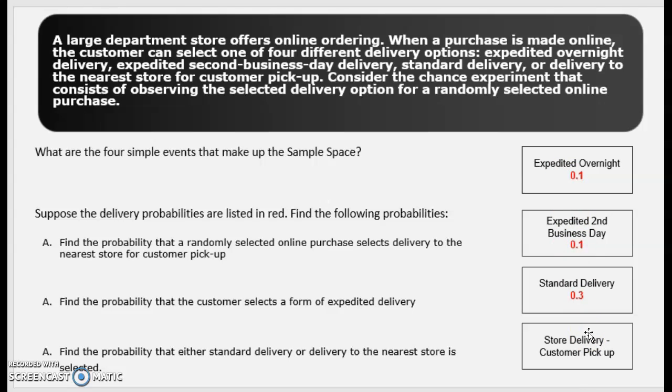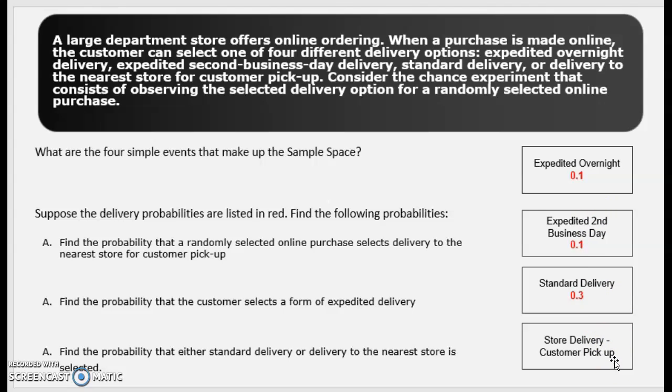So suppose the delivery probabilities are listed in red. A, find the probability that a randomly selected online purchase selects delivery to the nearest store for customer pickup. So we go ahead and look over here. The probability is in red already, and we're going to look for the delivery to the nearest store for customer pickup. Again, we had to calculate that by taking 1 minus these 3 to get what was left over, and that was 0.5.